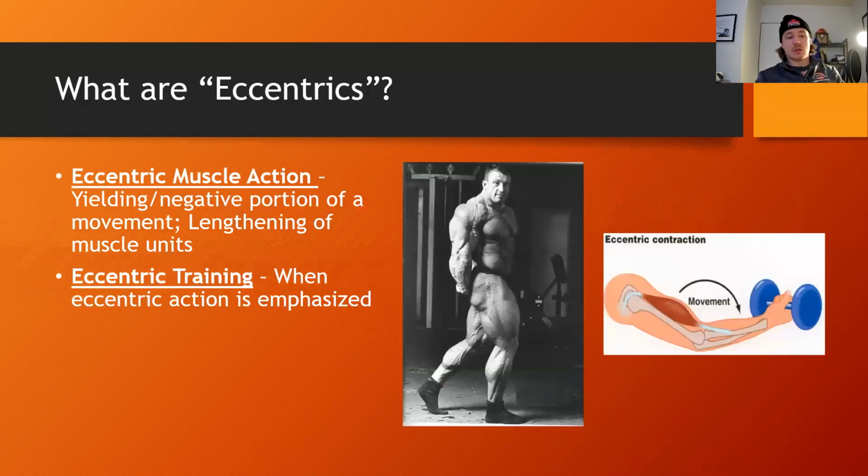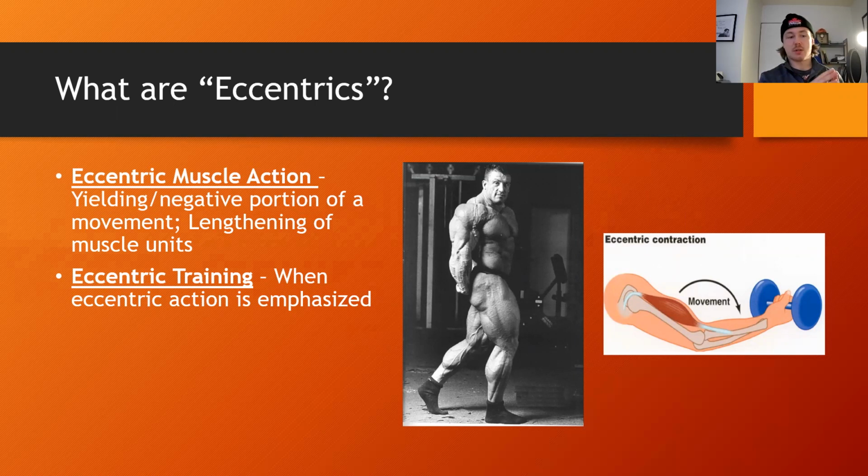So what are eccentrics? I might have mentioned it in the last segment, but the eccentric muscle action is basically the yielding or the negative portion of a movement. This is the part where the muscle is being lengthened. A common example is a squat. The eccentric portion is the descent of the squat. When you start at the top, you lower yourself down.